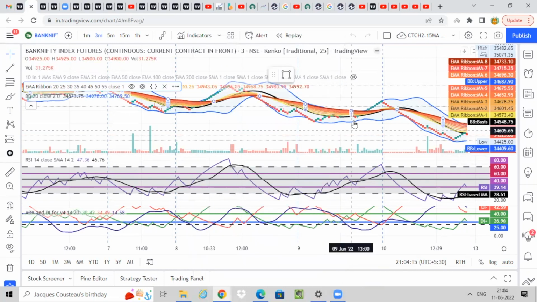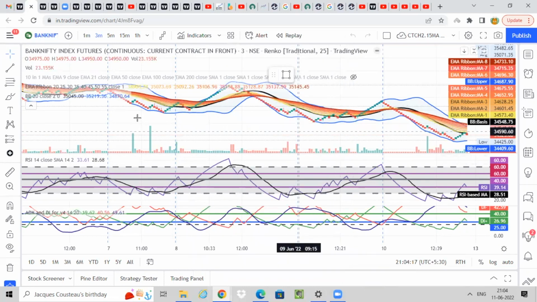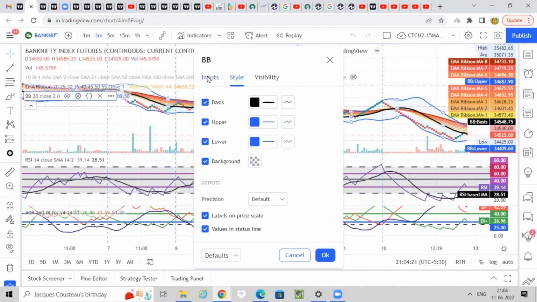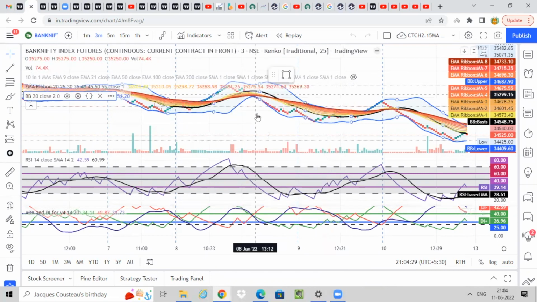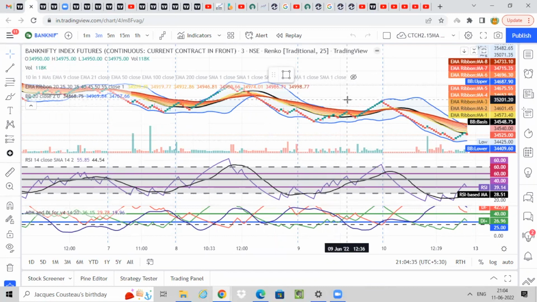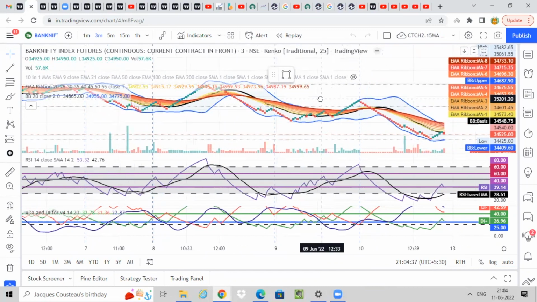Now we'll come to your Bollinger Band. You know it already, right? Can you check whether everything is okay? Yes, sir. 20, standard deviation 2. Okay. Now, look at this: when there is a squeeze, I go to the squeeze area. Here, on the left-hand side itself, it is there.